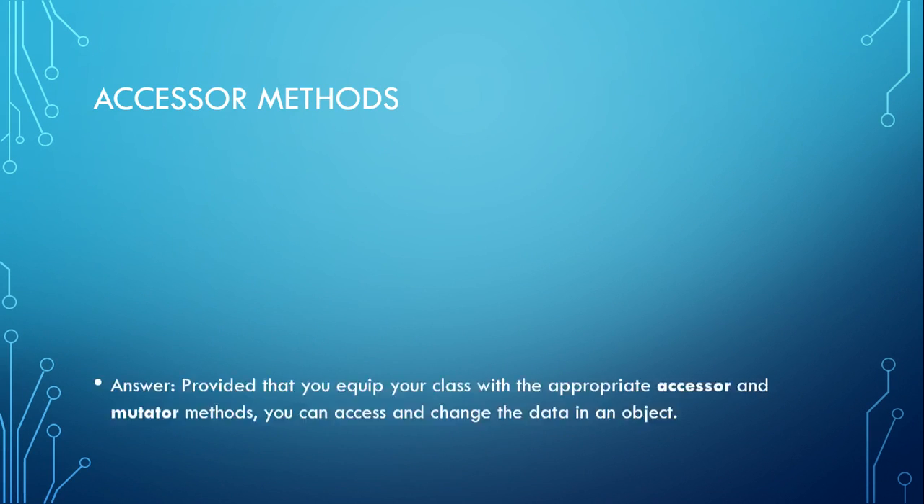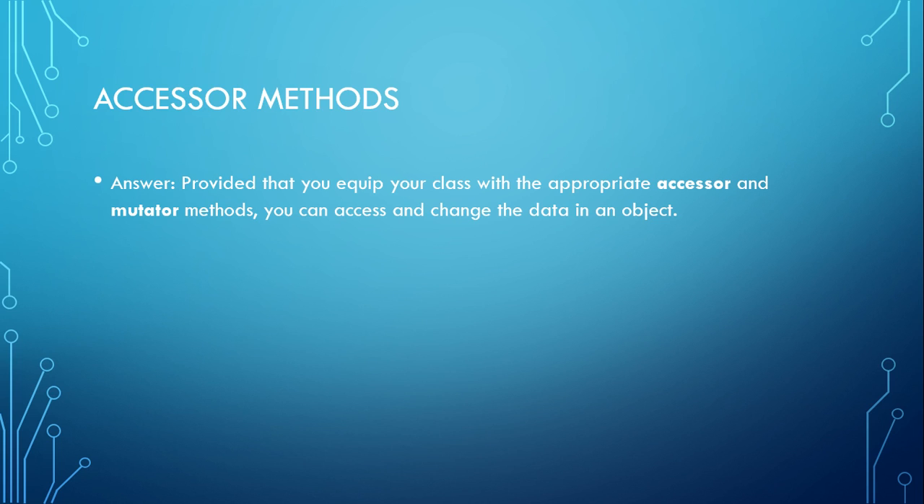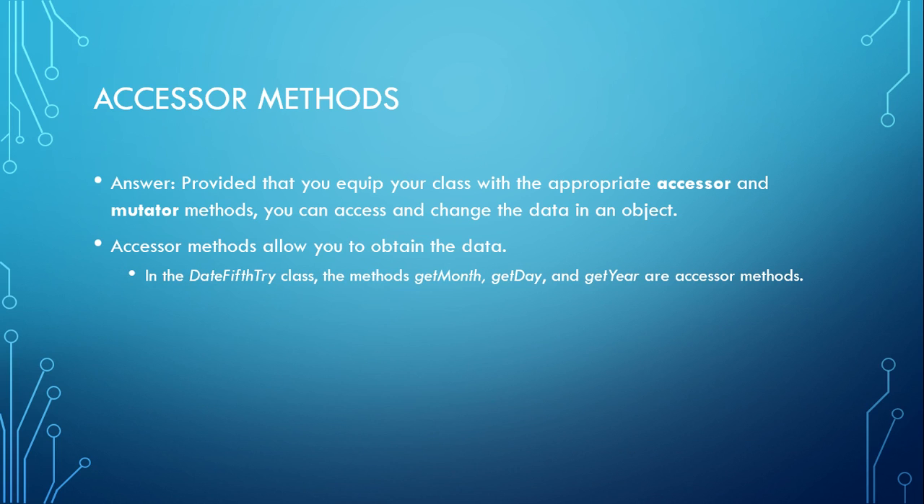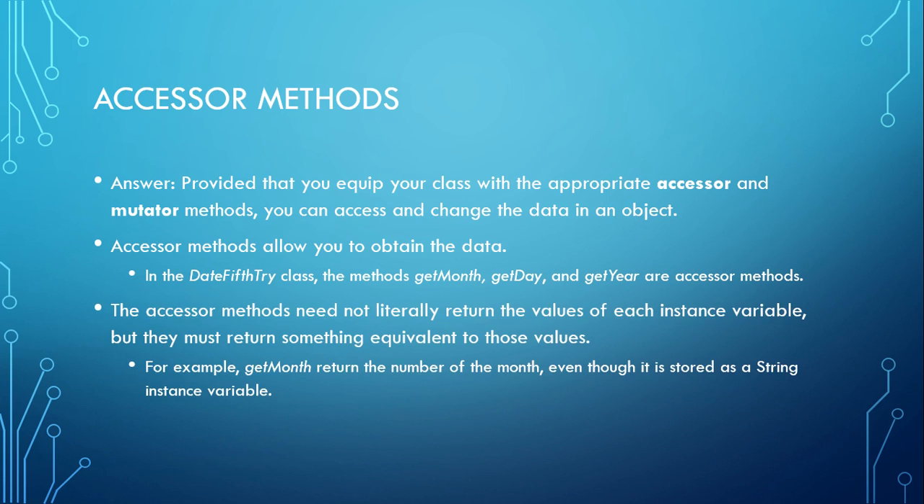The answer is accessor methods. Provided that you equip your class with the appropriate accessor and mutator methods, which we'll talk about shortly, you can access and change the data in that object. Accessor methods allow you to obtain the data. For example, in our DateFifthTry class, the methods getMonth, getDay, and getYear are accessor methods because they're retrieving that information for you.